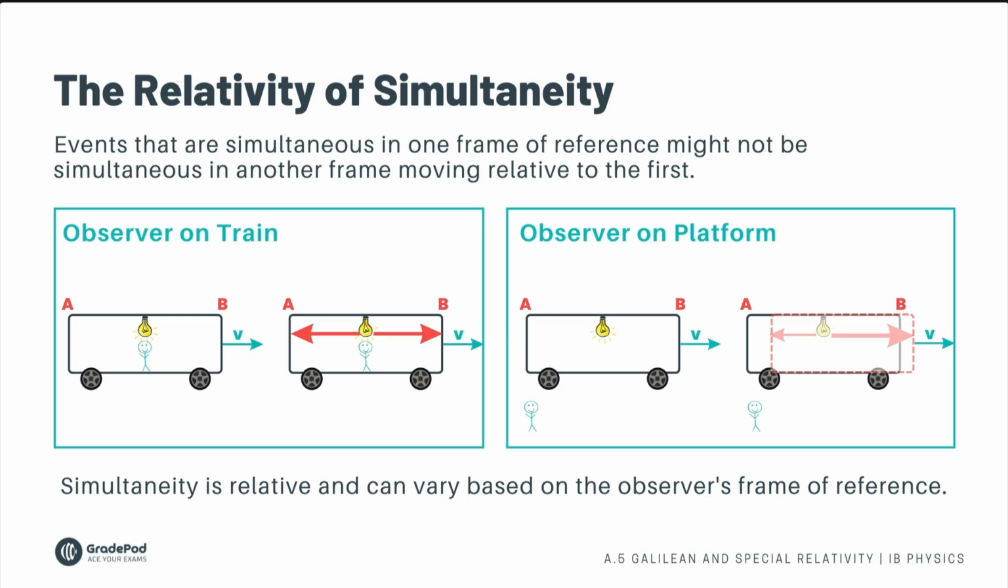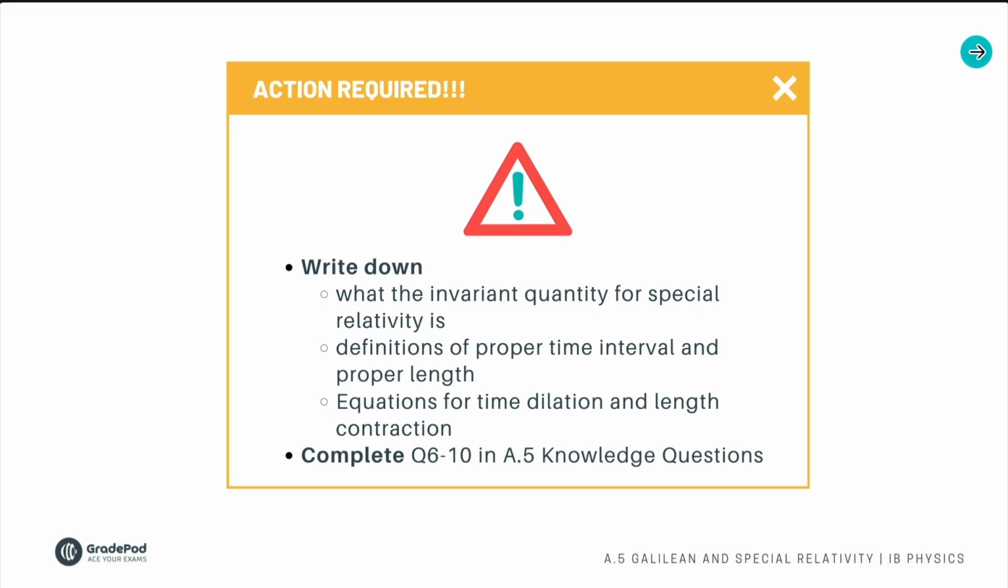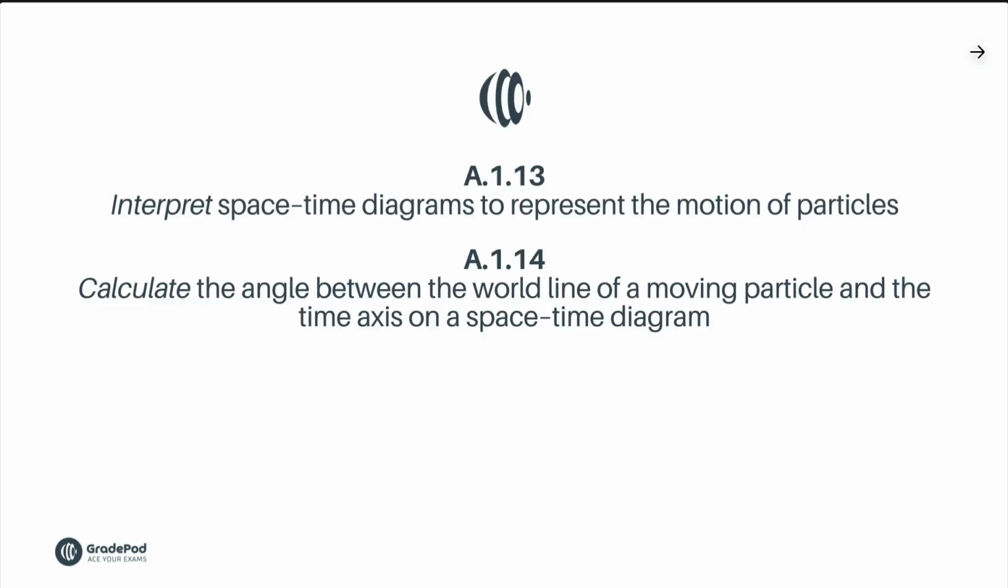And this really highlights the intricate interplay between space and time in relativity. And we're going to look at that in more detail when we come on to space-time diagrams. I'd like you to get your revision notes and write down these following things. I'd like you to write down what the invariant quantity for special relativity is, write down the definitions of proper time interval and proper length, and write down the equations for time dilation and length contraction. Then complete questions 6 to 10 in the A5 knowledge questions.